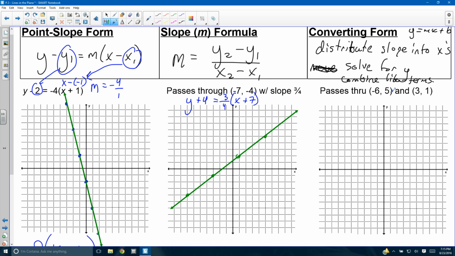Okay, passes through negative 6, 5, and 3, 1. Okay, we have 2 points this time, but we don't have a slope. So you have to find a slope for this thing. You can find it through the graph if you really want to. You can also use this, y2 minus y1 over x2 minus x1. Let's go and use this because we wrote it. x1, y1, x2, y2.